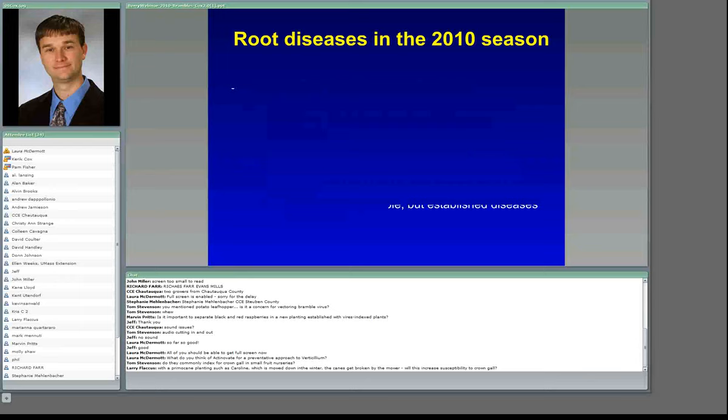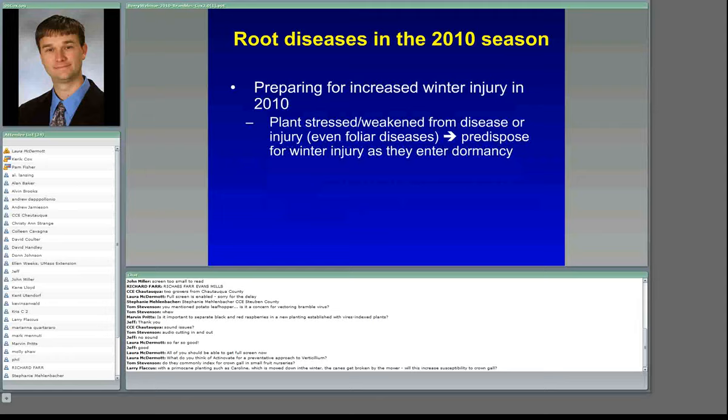Also, there could be increased winter injury in 2010. Even if your raspberries had a lot of foliar diseases towards the end of the season, even things like leaf spots and rust and a little bit of anthracnose, this may have predisposed you for winter injury as you enter dormancy. What you want to do is make sure that your plantings are well insulated, and in the spring, scout frequently for the signs of declining plants.